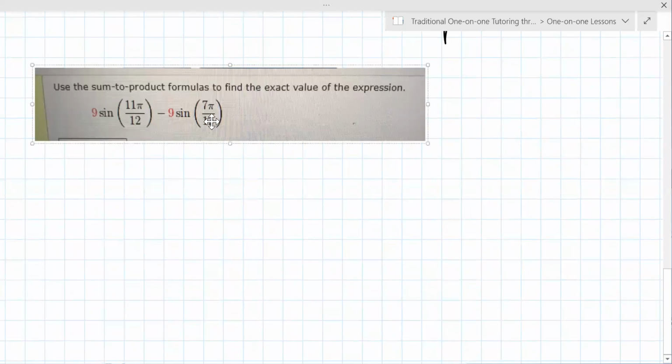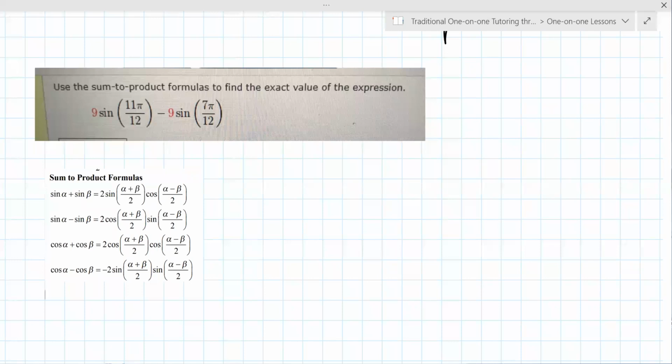All right. Sum to product formula. So we actually need that sum to product. Let me go find it. There are 4 flavors of this sum to product formula. I guess I should send you guys the link to that reference sheet I'm using. I find it really, really helpful. I refer to this over and over again.